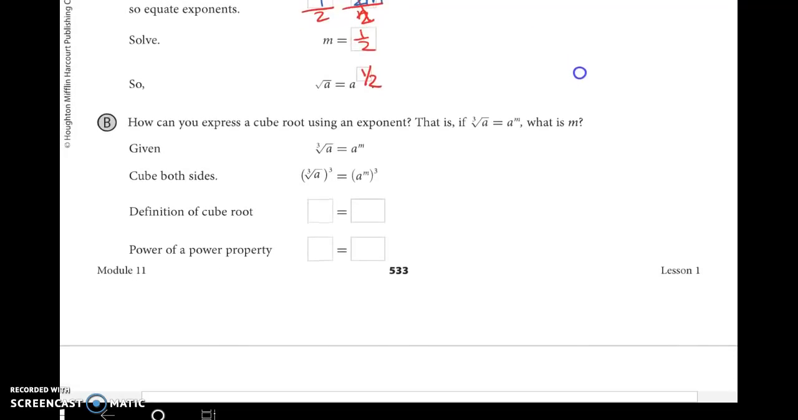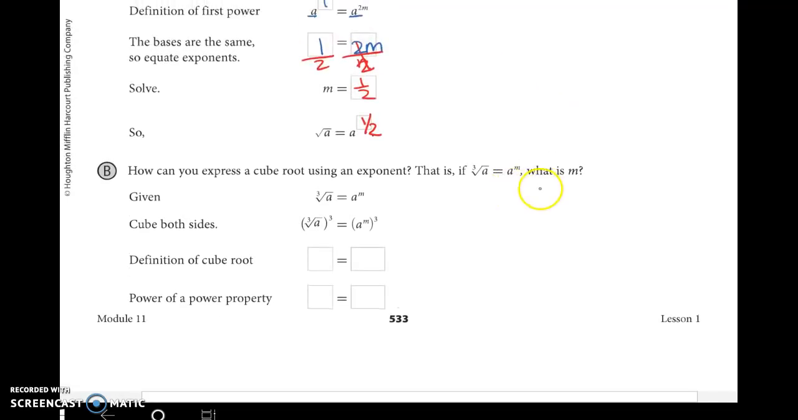Okay. How can you express the cube root using exponents? We're going to do the same thing we just did, only now we have a cube root, so we're going to cube both sides. And the cube root and the cube are going to cancel and give me a here. And here I have a, and m times 3 is 3m. And now, since my bases are identical, remember I can set my exponents, which is a 1, and my exponent, which is a 3m, equal to each other. And then I'm going to divide, and I get m equals 1/3.